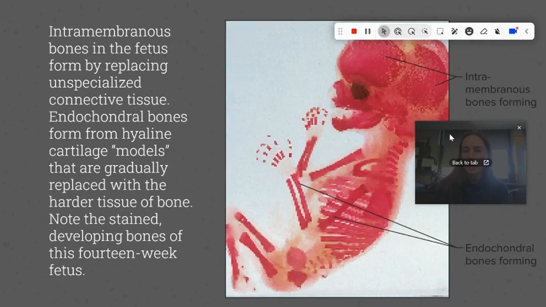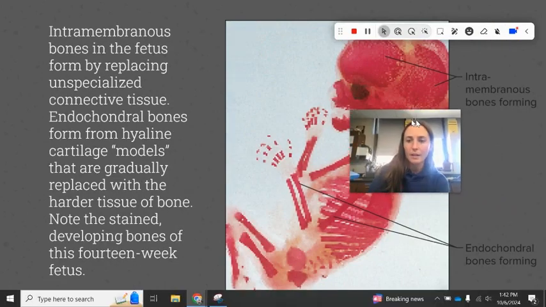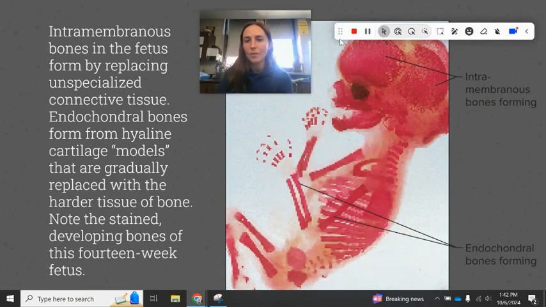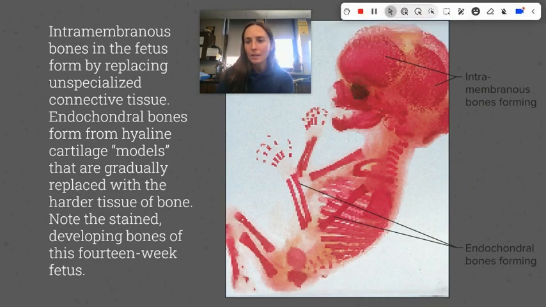So if you're looking at, here's a slide or some sort of ultrasound of a fetus. If we're looking at the top here, we can see the intramembranous bones forming, right? That's the thing that's forming between those layers of connective tissue. And those tissues are unspecialized at the time. And there's certain signals that happen that tell the cells, hey, start building bone around that.